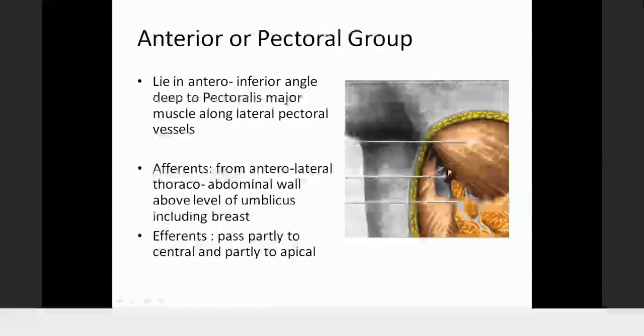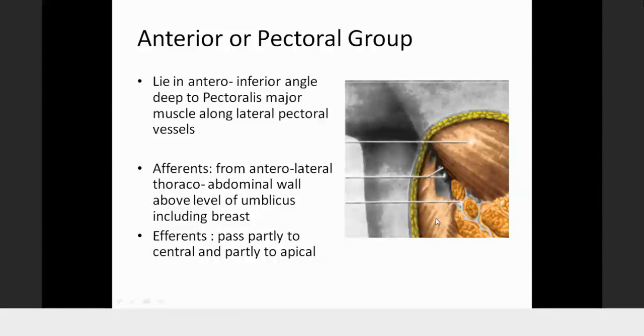These are the pectoral group of lymph nodes, or the anterior axillary lymph nodes, and they lie along the lateral pectoral vessels, the lateral pectoral vein. Okay, you can see this is the pectoralis major muscle, which forms the anterior axillary fold. And if you see, this is the anterior axillary fold.